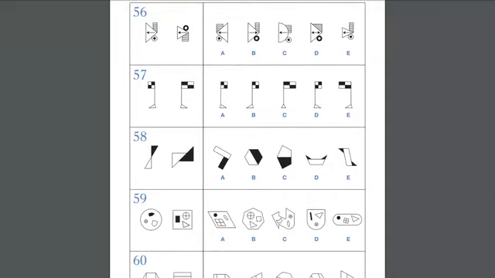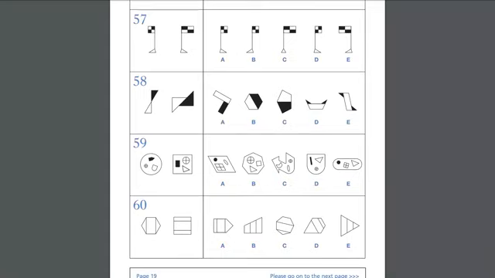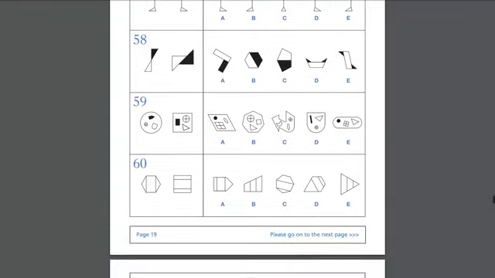You are finding odd one out and you need to find which one is what. So 57 is D because it's not like that flag, it's not so small. 58, try doing these three now. I'll wait for you guys to do these three, then we'll go on to the next section.